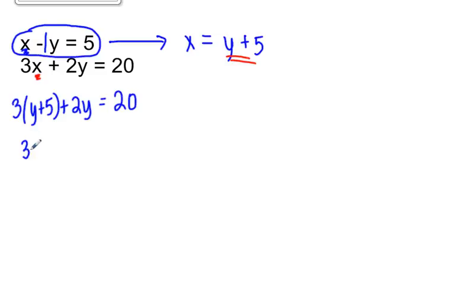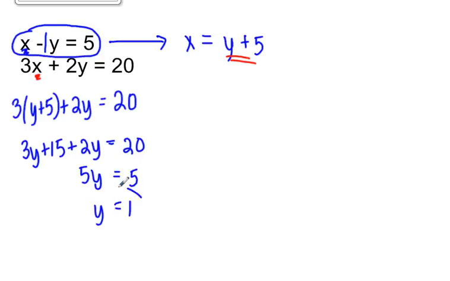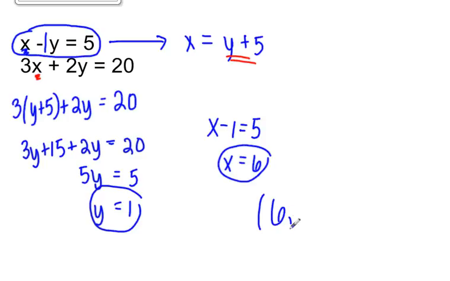So we're going to solve by distributing the 3 to my parentheses, combining like terms together, and we end up with y equals 1. Make sure you find the x value for your ordered pair. I'm going to go back to my first equation and substitute in y equals 1, and I end up with a value of x equals 6, and so my solution is the ordered pair 6, 1.